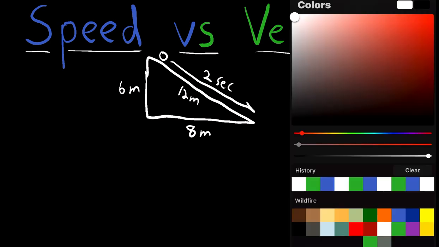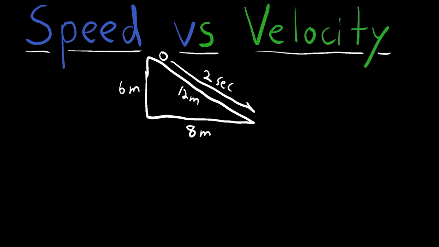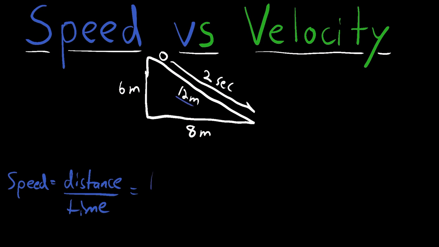So let's figure out our speed of the marble first. So speed equals distance over time. So what is the distance that the marble traveled? Well, is that 12 meters on the ramp? So we have 12 meters over 2 seconds. That just equals 6 meters per second.